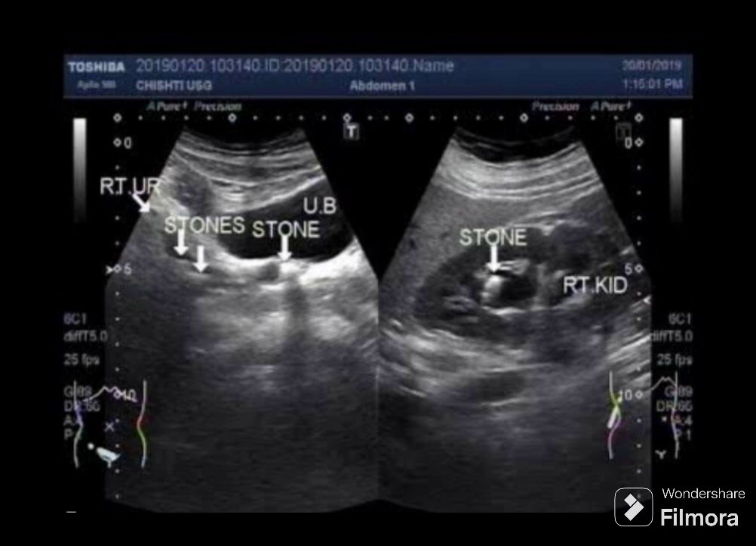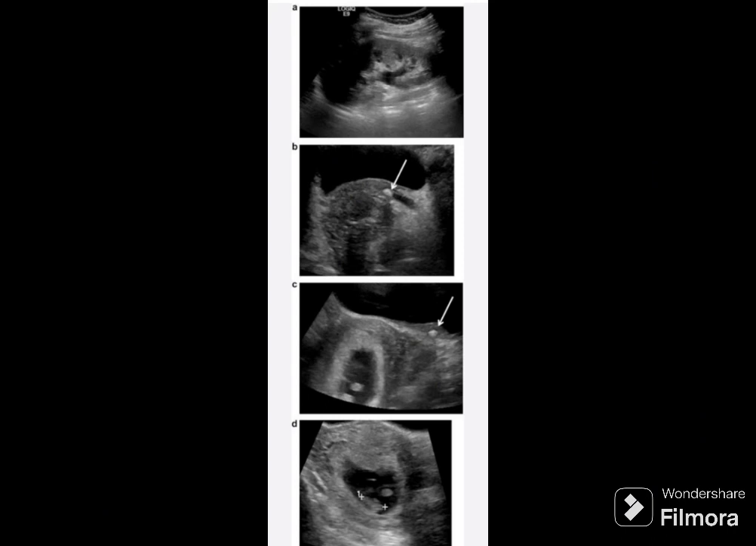In another pic, in the right kidney, look at this whitish thing. This is a renal stone, and behind it there is a blackish shadow. In the first two images, you will see the whitish thing, and behind it the blackish shadow, which confirms that it is a stone. It is called a renal stone.